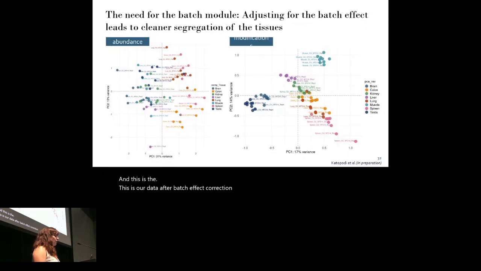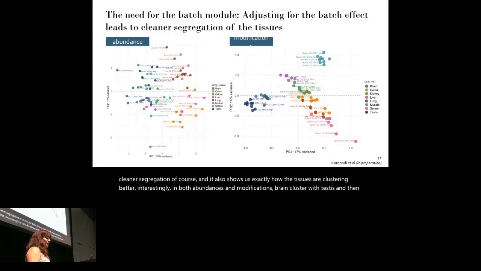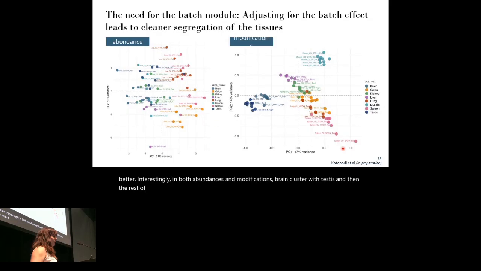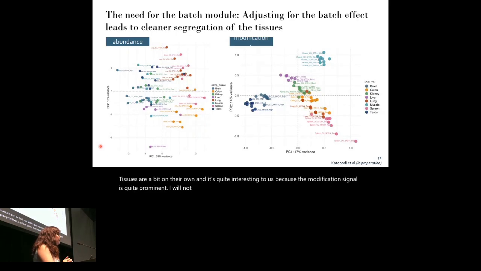So adjusting the batch effect correction leads to cleaner segregation, of course, and it also shows us exactly how the tissues are clustering better. Interestingly, in both abundances and modifications, brain clusters with testis, and then the rest of the tissues are a bit on their own. And it's quite interesting to us because the modification signal is quite prominent. I will not go into more details about the results of this data set. I just wanted to use it as an example of why we need batch effect correction.